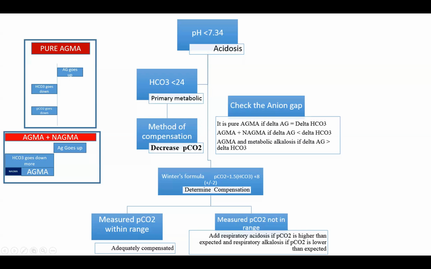If you go down in that panel to your left, if anion gap goes up, but bicarbonate goes down more than that. Say if anion gap goes up by 10, from 10 to 20, and bicarbonate, instead of going down from 24 to 14, say it goes down to 10. So that means it went down by 10 because of the anion gap, and it went down by another 4 because of non-anion gap metabolic acidosis. So this is a mixed anion gap and non-anion gap metabolic acidosis.